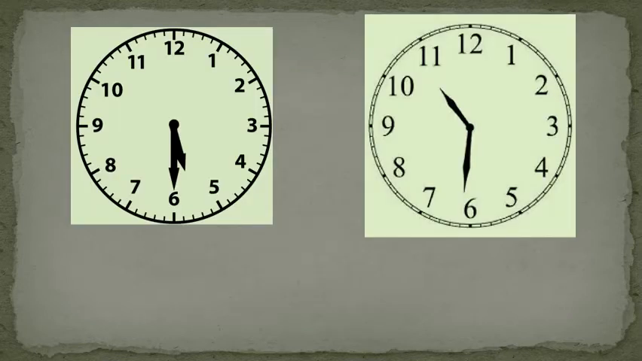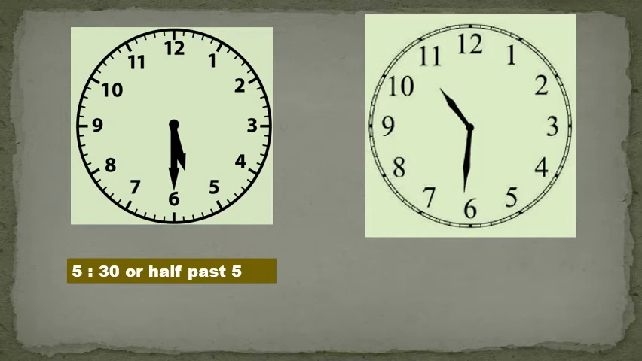Here in the first clock, the hour hand is halfway between 5 and 6. The minute hand is at 6. So we say that the time is 5:30 or half past 5. In the second picture, the minute hand is at 6 and the hour hand is between 10 and 11. So we say that the time is 10:30 or half past 10.